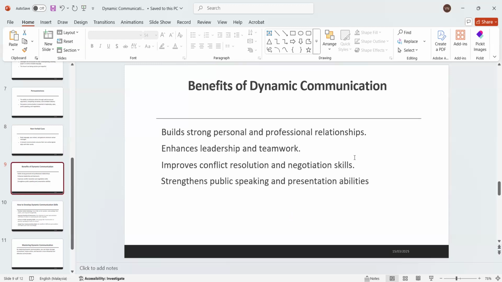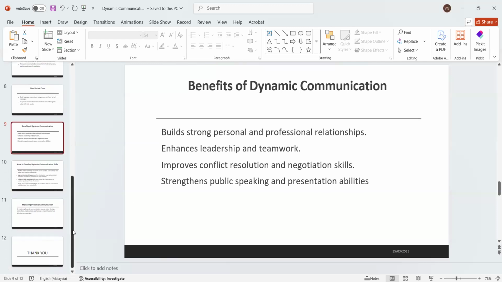Imagine you are a UN peacekeeper and you have to do conflict resolution. So how you talk to them, how you are dynamic with people, you're able to resolve conflicts. And negotiation skills, any diplomat, any salesman or saleswoman will know. You know how to negotiate something. It strengthens public speaking and presentation abilities. You'll be a great public speaker and a great presenter.